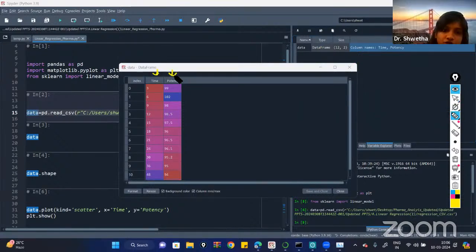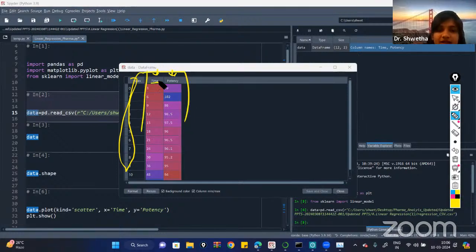Now you can see these are the two columns. This index column is inbuilt in Spyder. It is not a part of our data. Our data is only this much. This data is mainly related to drugs, the shelf life. So here, the time the drugs are kept and their potency. Both are analyzed. Potency, you can call it as efficiency.